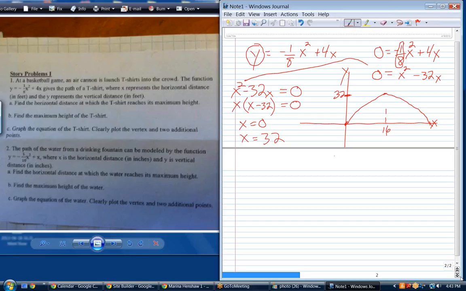It's exactly the same as problem number 1. In fact, it's got close to the same numbers. The only difference is the coefficient is 1/10 instead of 1/8 and 1 instead of 4. So how do we find out where this parabola reaches its maximum height? We'll call it the x-coordinate is equal to what?